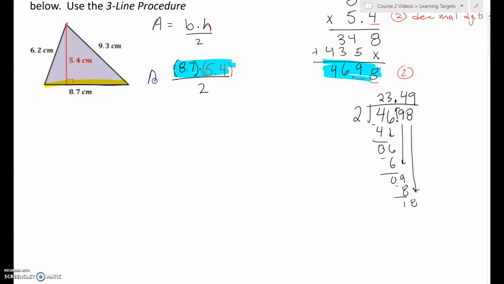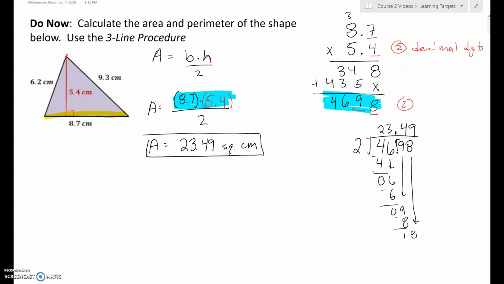So what do we got? We've got area equals, so we wrote the formula, plugged in our numbers, and now we write our answer with the proper units. So 23 and 49 hundredths, and that is square centimeters for the area. Area is measured in squares. Square centimeters. There you have it. There's the area of that shape.